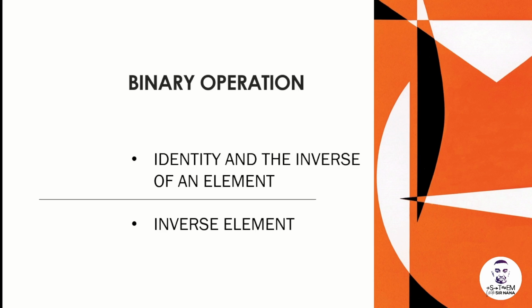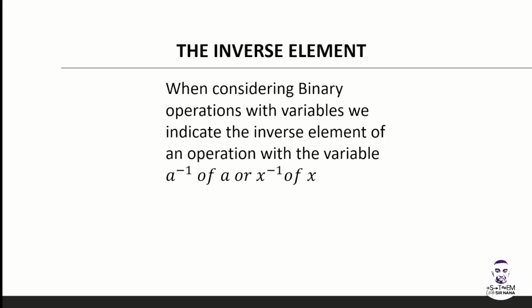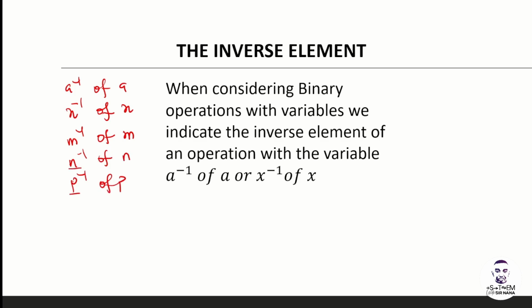Now let's look at the inverse of an element. When we look at the inverse of an element, we are considering the binary operation with variables. We indicate the inverse of an element with a variable. So we say A inverse of A, or X inverse of X, or M inverse of M, or N inverse of N, or P inverse of P. So inverses are indicated with the variable, for instance, A with the superscript of -1 attached to it.